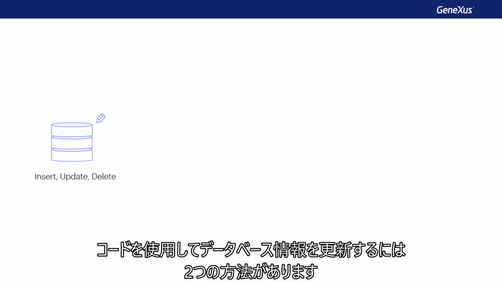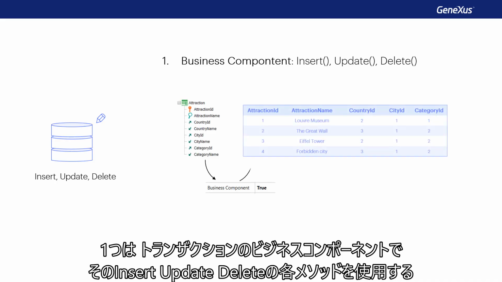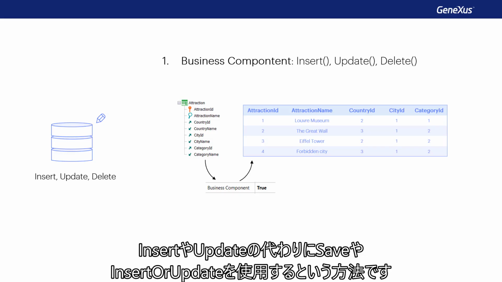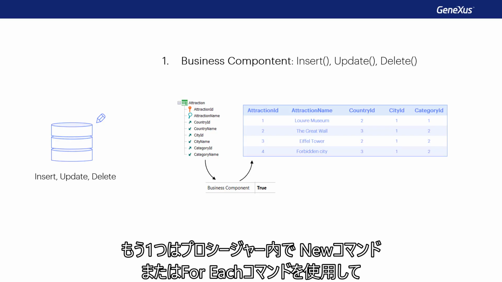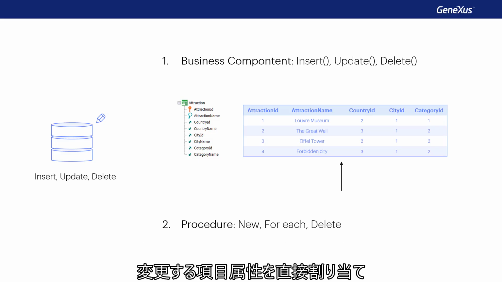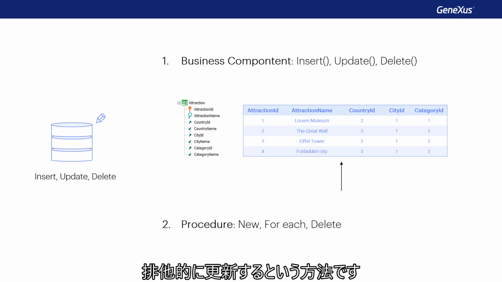To update the database information using code, there are two possibilities. We can do so using the business component of the transaction through its insert, update, or delete methods, or instead of insert or update with save, or even insert or update. Or we do it exclusively within a procedure through the new command, for each command with direct assignment of the attributes to be modified, and the delete command within a for each to delete the record in which we are positioned.